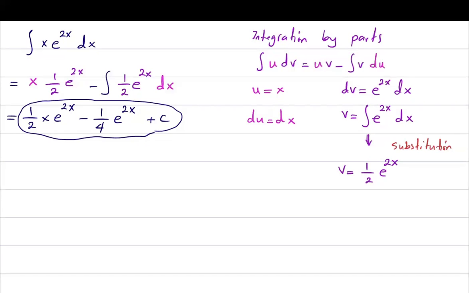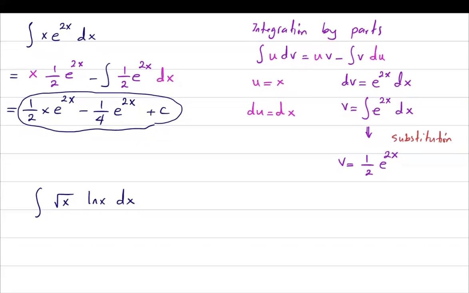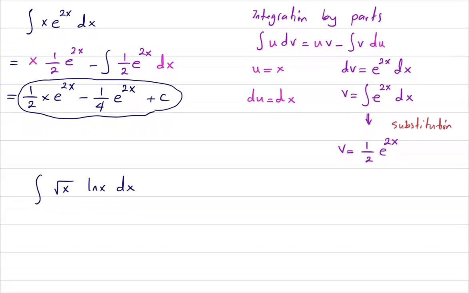Suppose we want to evaluate the integral of ln of x times square root of x. What's the choice of u? We're going to apply the method of integration by parts, everybody. Remember the formula: the integral of u dv is equal to uv minus the integral of v du.